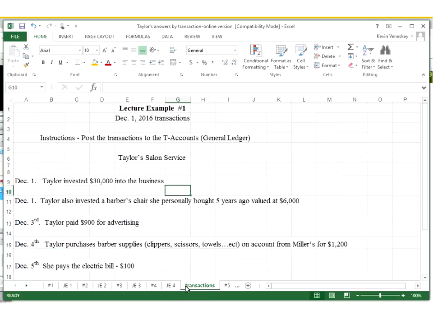Okay, so I'm going to keep referring back to this page. I have it as one of my tabs down here. And then we're going to go right in and see how these accounts are going to affect the T accounts, which accounts are going to be affected, and then also show how to do the journal entry for our first example.